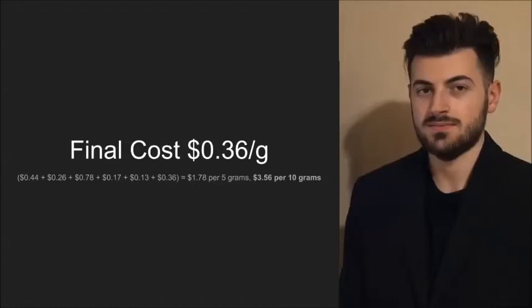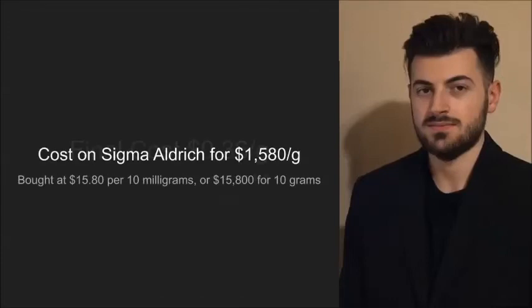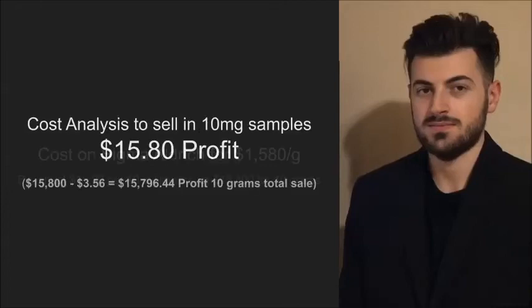So to make 10 grams of product, it will cost $3.56. Sigma Aldrich charges $15.80 for 10 milligrams. That's $15,800 for 10 grams of product. If we sell our product in 10 milligram samples, we will make $15.08 per sample, or $15,796.44 for every 10 grams sold. Back to you, Julia.